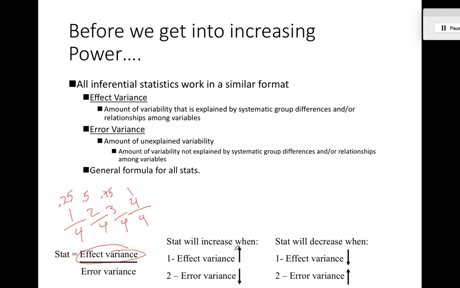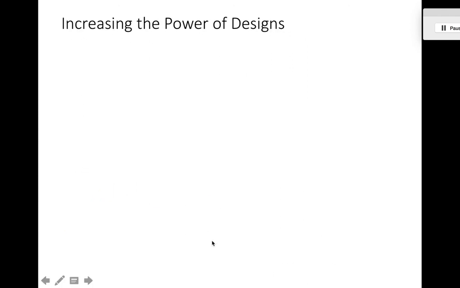So what I want to do, I want to try to have this occur. Have as much effect variance and as little error variance as possible. Why? So that way my stat can be as large as possible. That would be the ideal situation for us. All right, that's what we want to try to do.